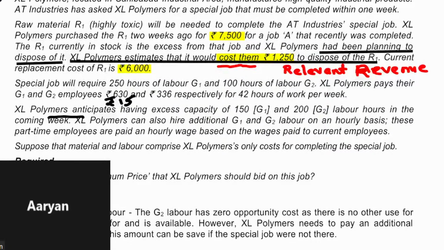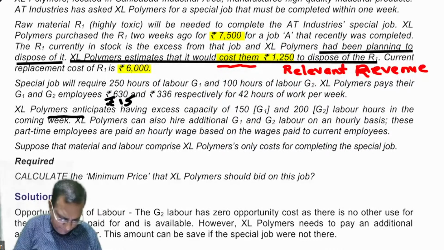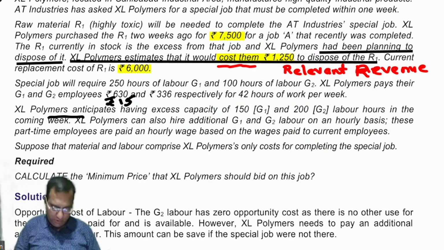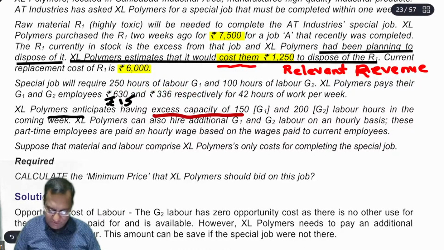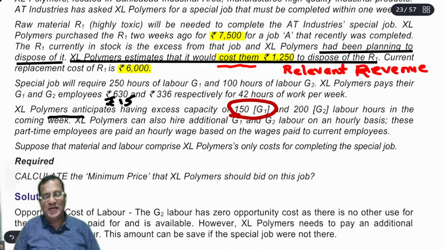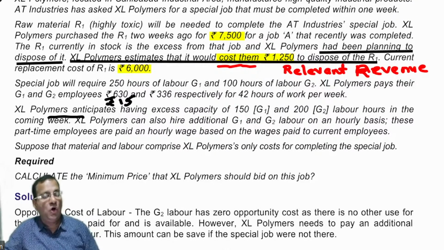Rashmi, correct answer, beta, very good. So see, beta, it was very simple. We require 250 hours of grade 1 labor while 150 hours are in excess capacity. So you know that idle time is the time during which there is no production, but still the organization has to pay for such hours.